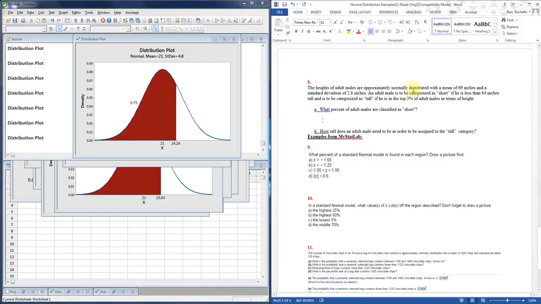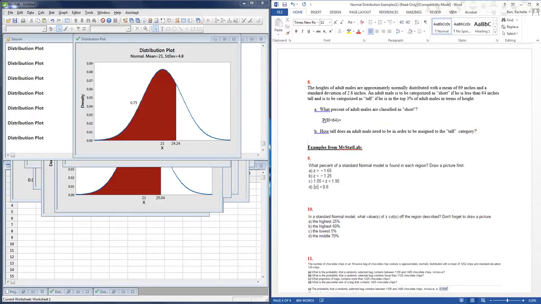So the adult heights of males are normally distributed with a mean of 69 inches and a standard deviation of 2.8 inches. An adult male is categorized as short if he's less than 64 inches tall, and is categorized as tall if he's in the top 3%. So let's figure out the percent of males that are characterized as short. So I want to find the probability that my height, I'm using x for height, is smaller than 64 inches on this distribution. And then the other question is about the tall category, and I'll do that in a minute.